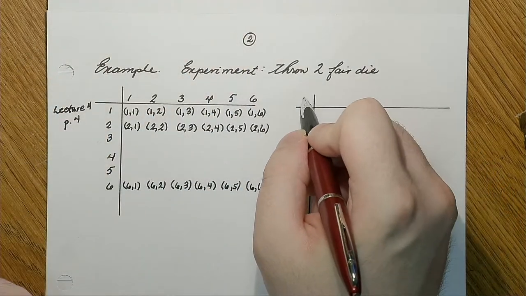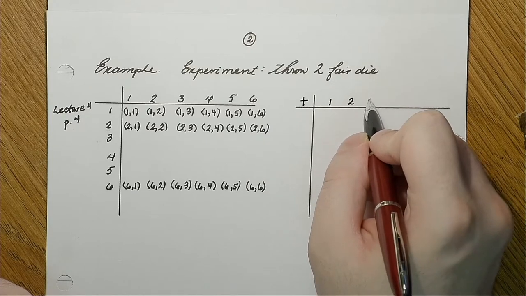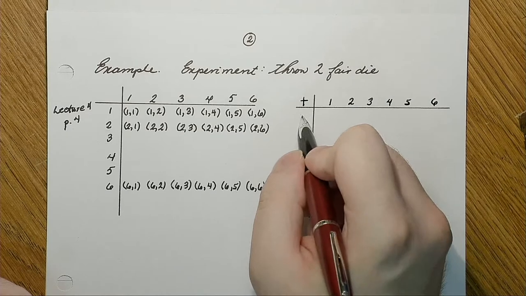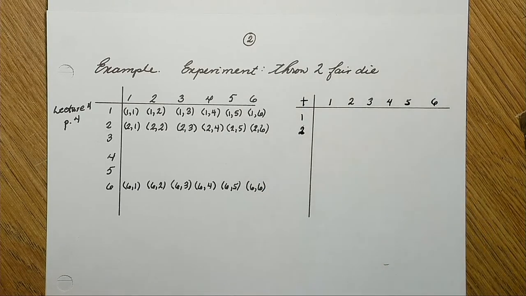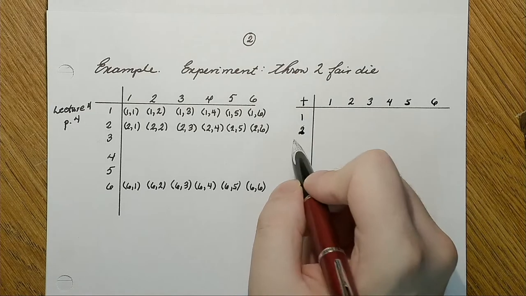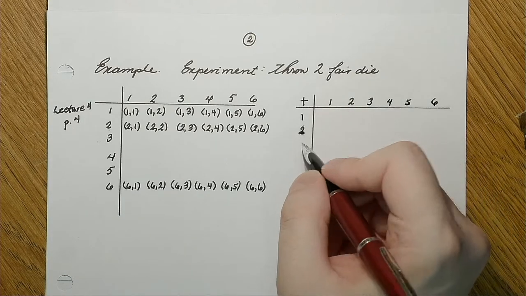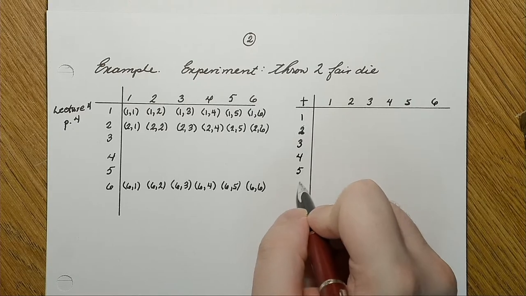So I'll just put a plus up here, and we'll have our dice again, 1, 2, 3, 4, 5, and 6. Similarly, we'll just go down, we'll have 1, 2, 3, 4, 5, and 6.